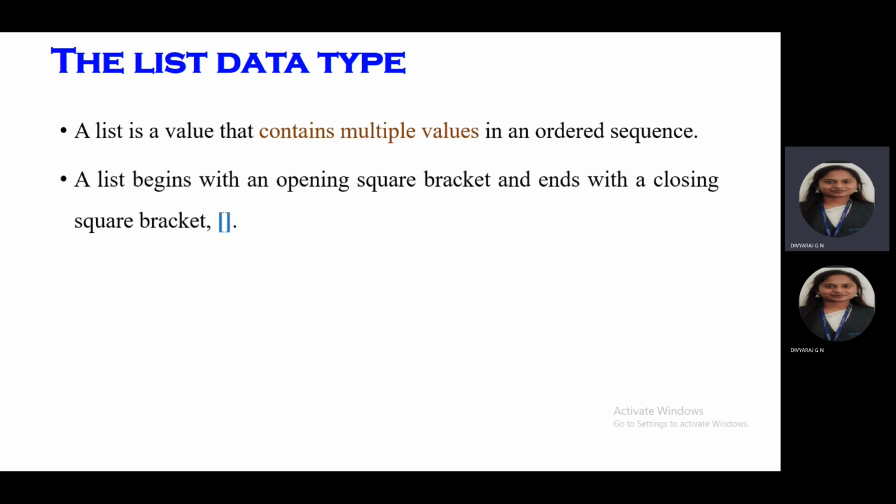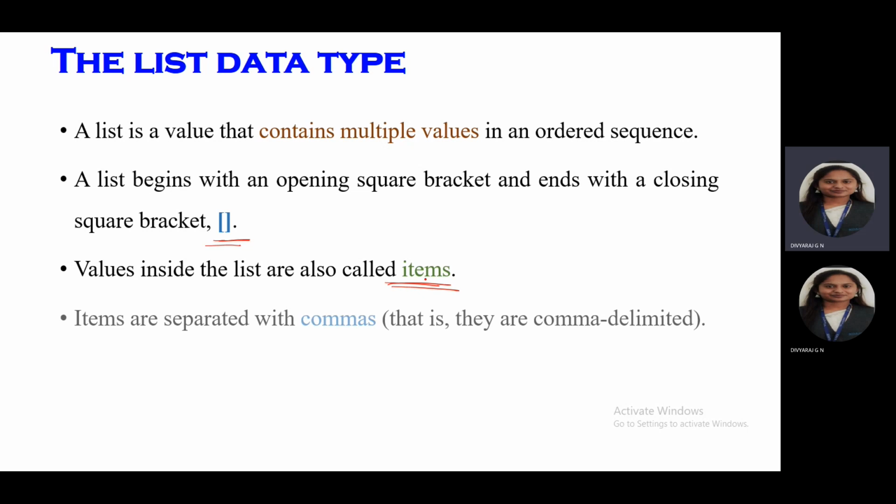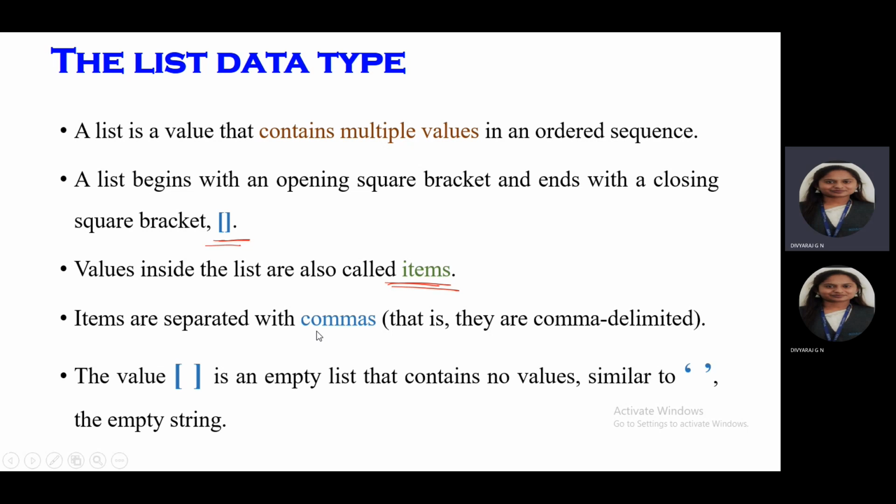So how to represent a list? Using square brackets we can represent a list. The values which are present inside the list we call items, and all the items are separated with commas. If we have only the square brackets, this is an empty list. It is similar to an empty string. So similar to that, we will have an empty list.